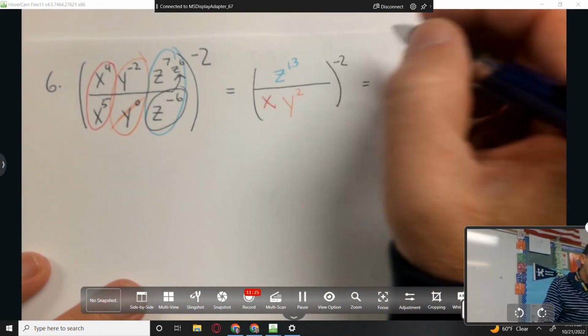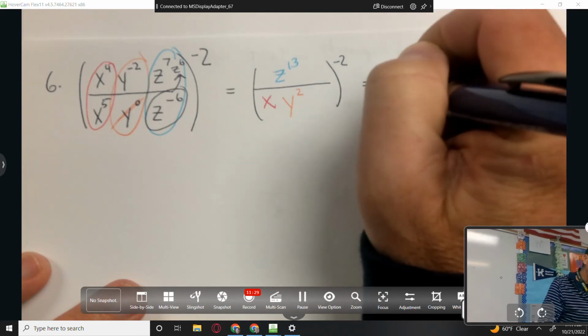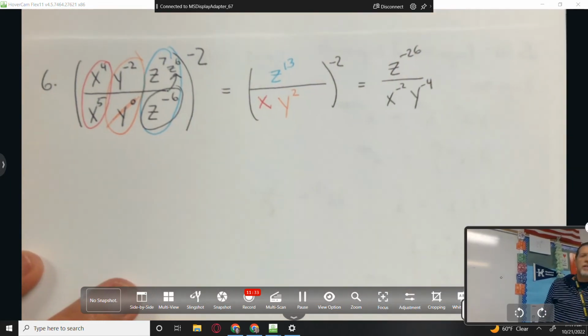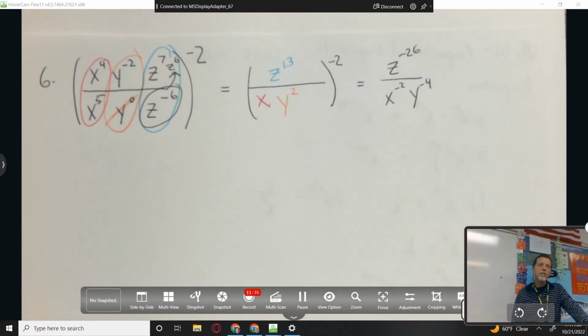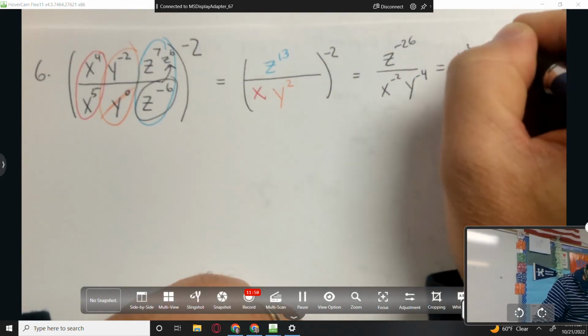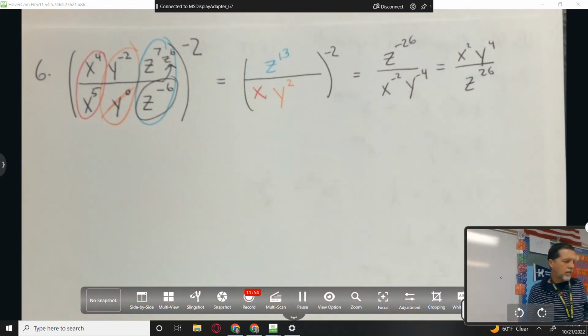All right, power to a power we multiply. So I'm going to show this step, but this might be a step that some of you don't show. Z to the -26 over x to the -2, y to the -4. And then everyone with the negative exponent changes sides, which is everyone. So x squared y to the 4th in the top, z to the 26 in the bottom.